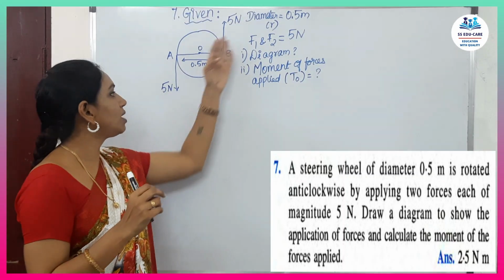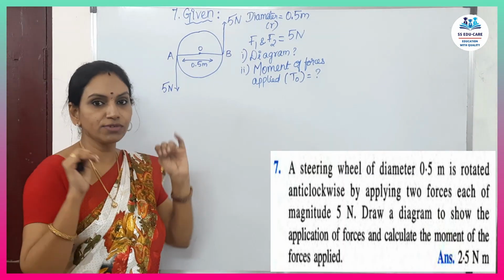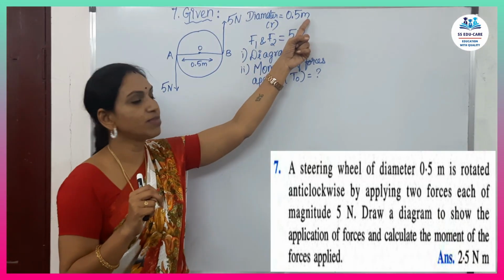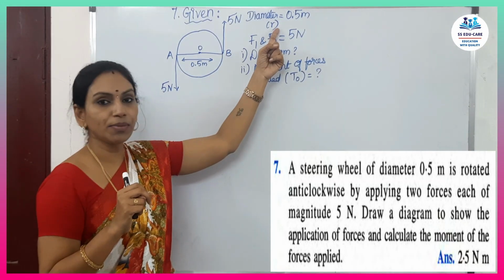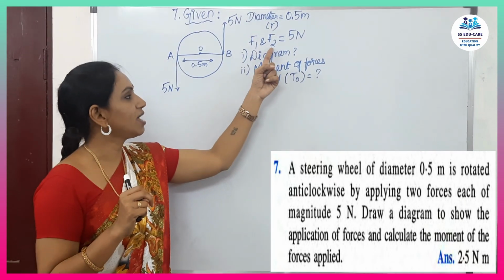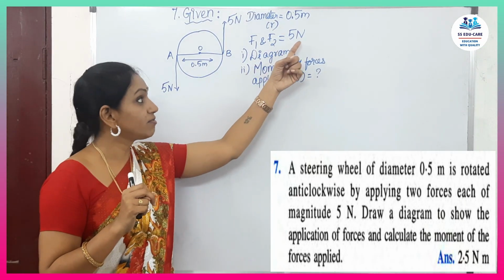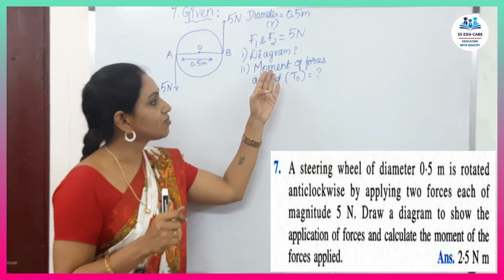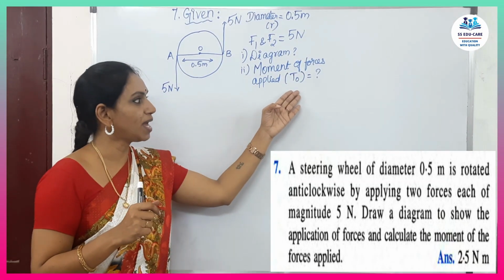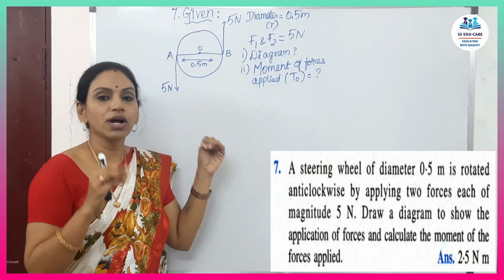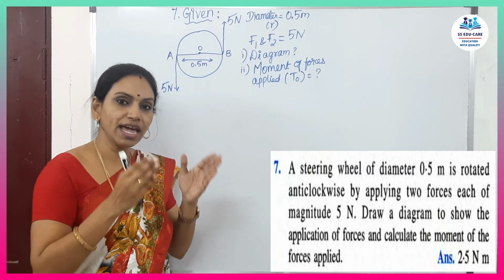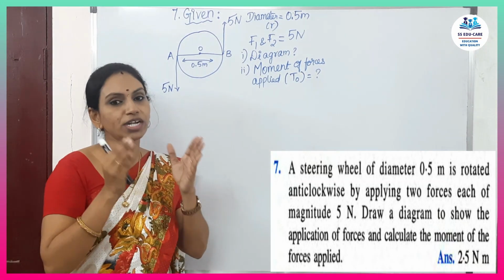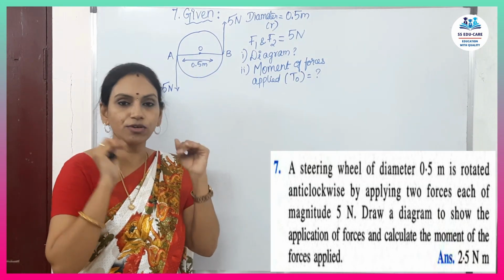Each of equal magnitude 5 Newton and 5 Newton. The diameter of the steering wheel is 0.5 meter. That is your R, perpendicular distance. F1 and F2 is 5 Newton. Then your diagram, steering wheel, and they are asking us to find out moment of forces applied. That is resultant of. For this we should know TA and TB. Moment of force at point A and moment of force at point B we should find out first.